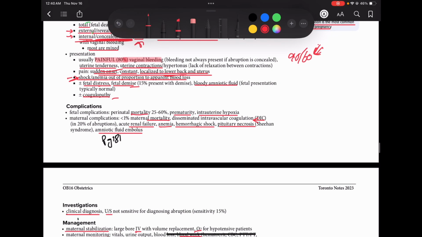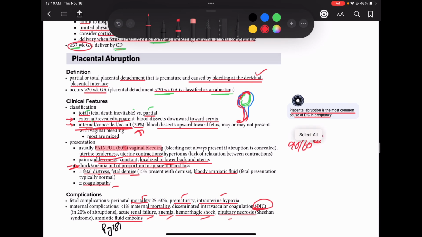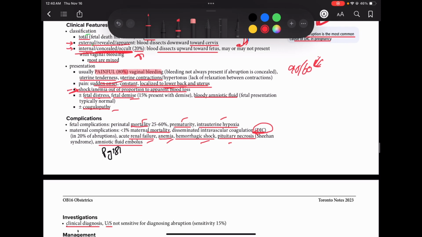Then there are complications like mortality, prematurity, intrauterine hypoxia, then renal failure, anemia, hemorrhagic shock, pituitary necrosis, DIC. Placental abruption is the most common cause of DIC in pregnancy. So do remember that abruption, the premature detachment, is the most common cause of DIC in pregnancy.